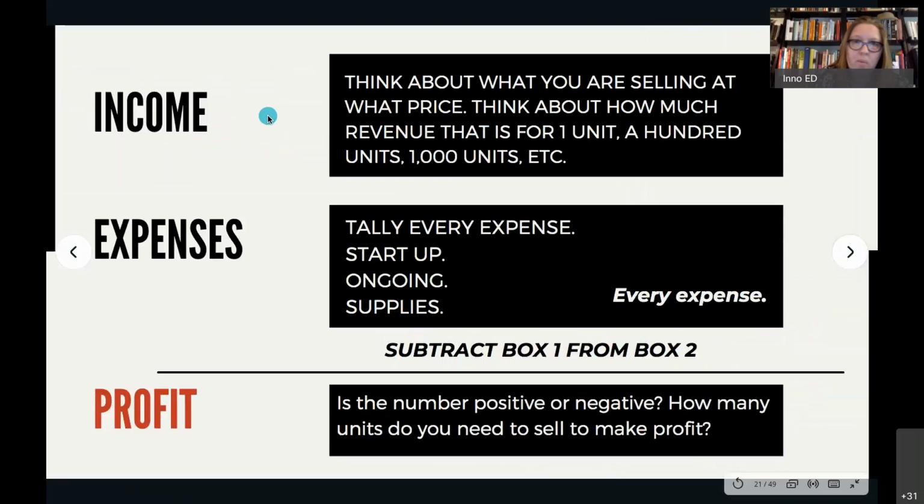So this is a little bit more about a chart. If you wanted to do a first income statement, you can do this pretty easily on your own. You can even do this at startup and imagine what your expenses might be. So you can think about what you're selling and at what price for a unit. Look at every expense that you have for both startup expenses and ongoing, and then subtract.